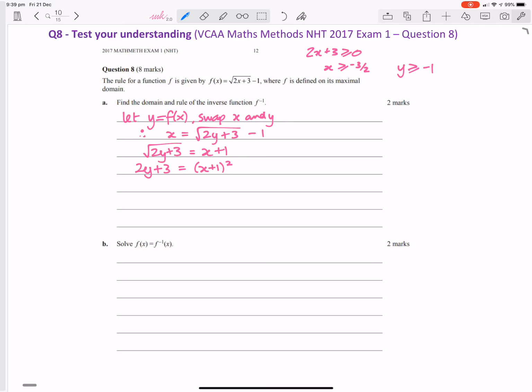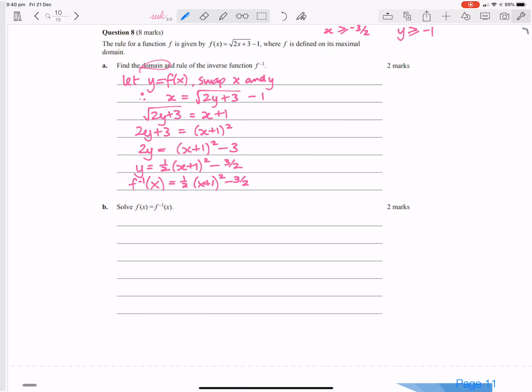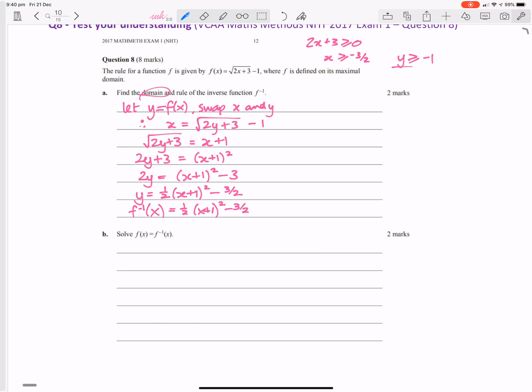So I've got 2y plus 3 equals x plus 1 squared. 2y is equal to x plus 1 squared minus 3. So y is equal to 1/2 x plus 1 squared minus 3 on 2. Lastly, we state f minus 1 of x is 1/2 x plus 1 squared minus 3 on 2. Now it says find the domain, so it's going to be our range of this function. So our domain is x is greater than or equal to -1.